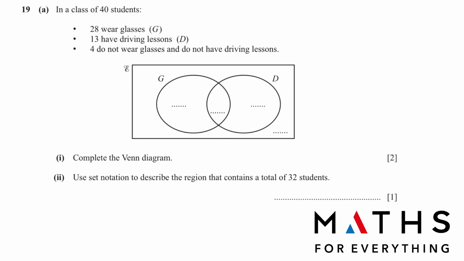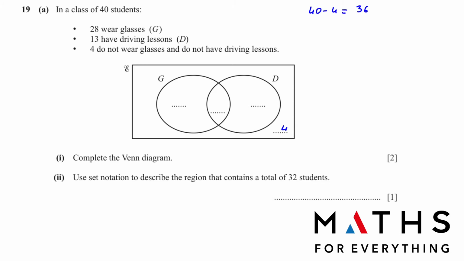(19A). In a class of 40 students, 28 wear glasses, so this whole circle is 28. 13 have driving lessons. So there are certain students who wear glasses and have driving lessons. This is the overlapping part. 4 do not wear glasses and do not have driving lessons. So from 40 students, there are 4 who do not wear glasses or take driving lessons. They are written outside. So these two circles total, when you add, it's going to be 40 minus that 4.